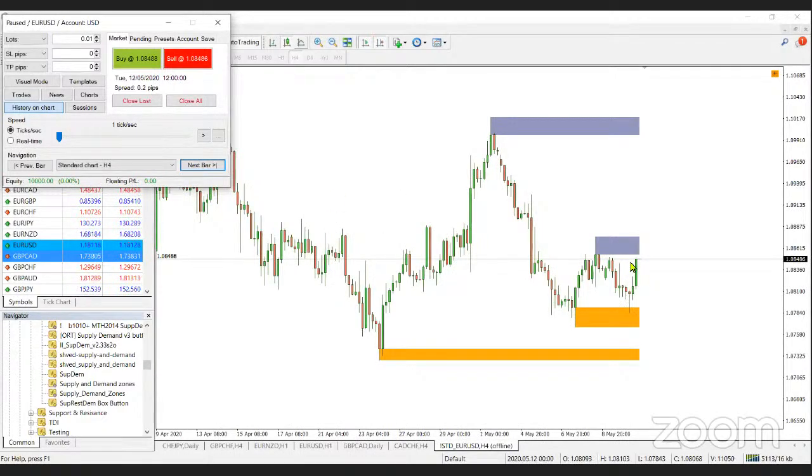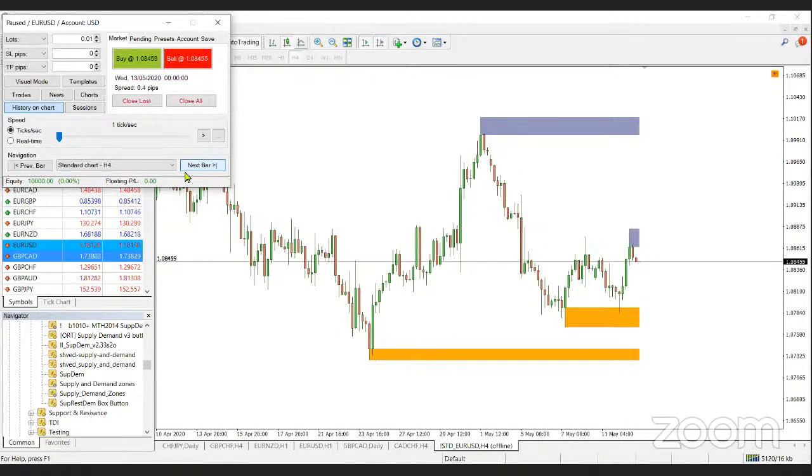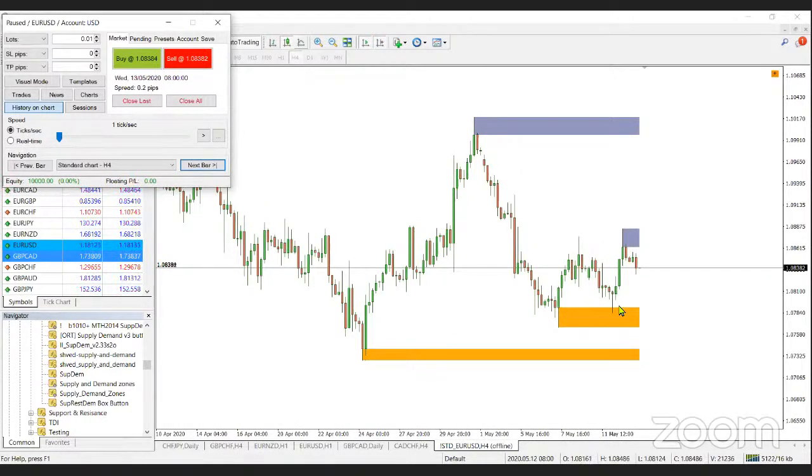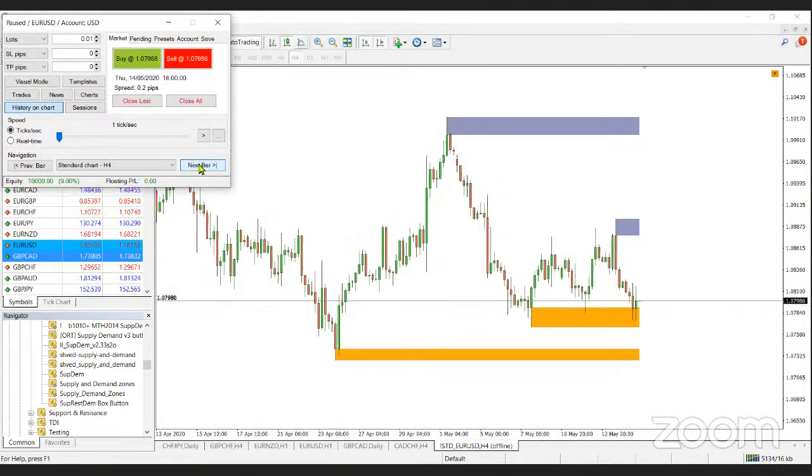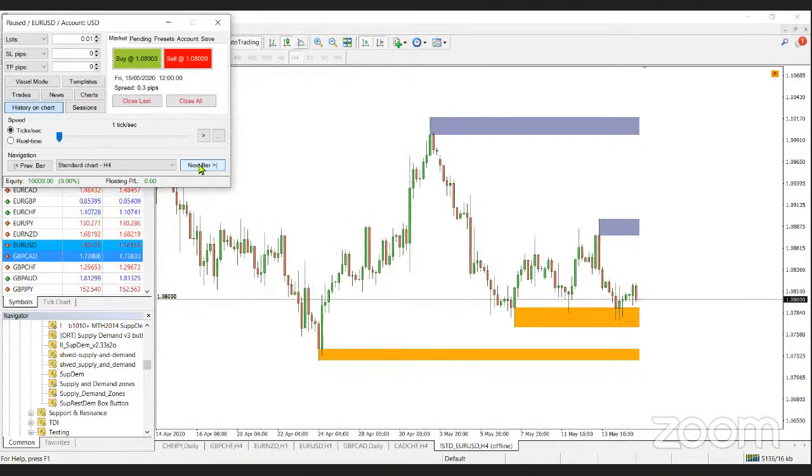Some people just trade it from zone to zone, or with a TP at 1:1 or any other kind of management, that's completely up to you. So the first way that I would recommend you to trade it is a retest. Simple, right? That would be the first, second, third touch.